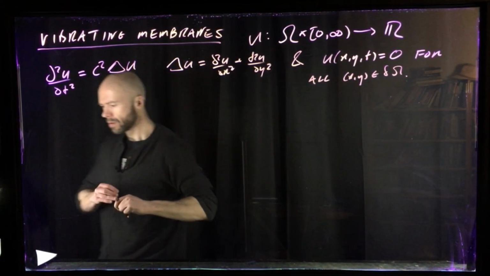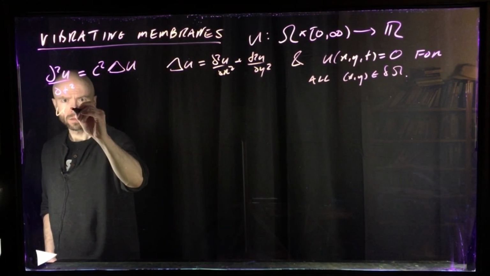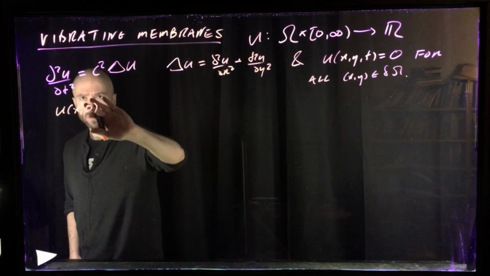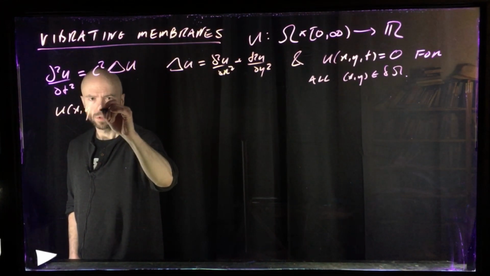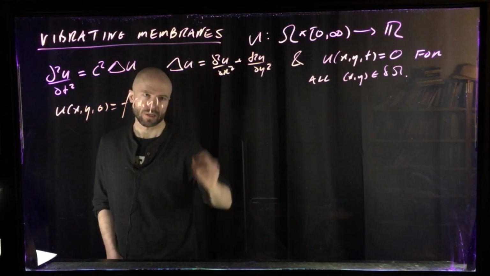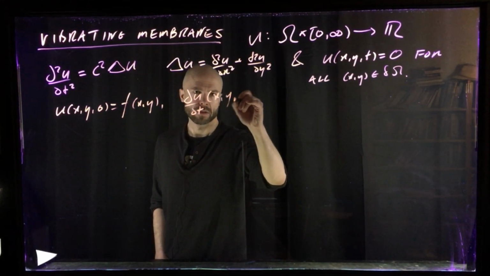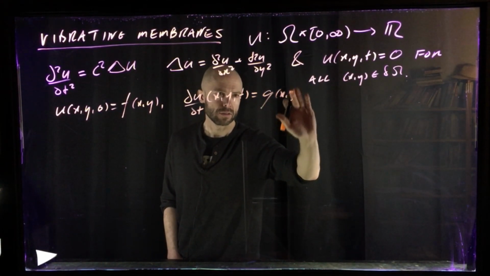And we have initial conditions that at time 0, u of x, y is some function f of x, y, and the time derivative is some other function g of x, y, like this.